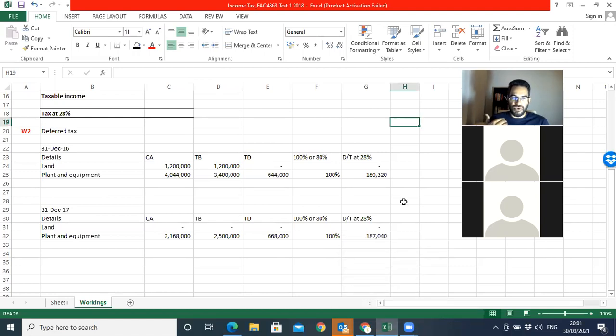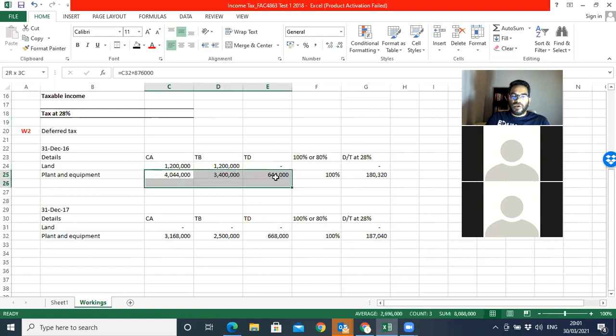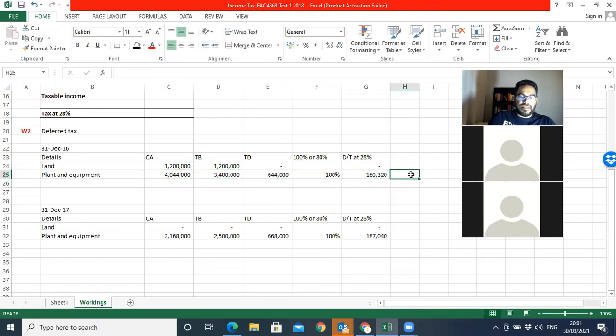It's important for you to make sure you can explain this line item. So this line item is a taxable temporary difference, which means it is a deferred tax liability.